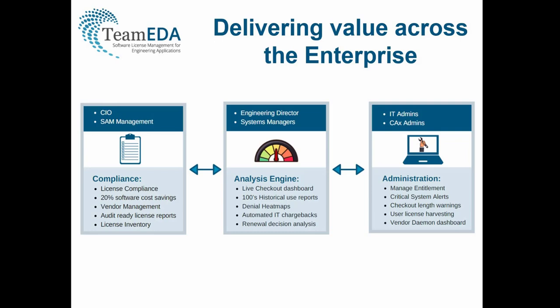In the middle then we have maybe the engineering director, kind of system managers. This is where we're looking at the analysis side of things. So within our solution we have a number of tools for looking at live checkouts, but also a whole host of hundreds of different reports around the historical use as well. So in here they're probably looking at the denials, the whole suite of the different charts and graphics that we have to help people understand what they need to do from a renewal point of view. How can they negotiate savings with their vendors?